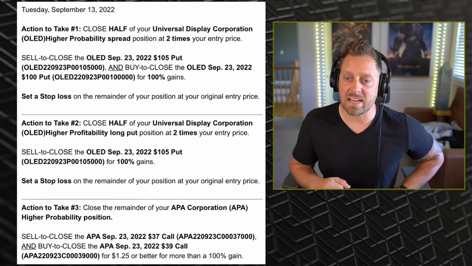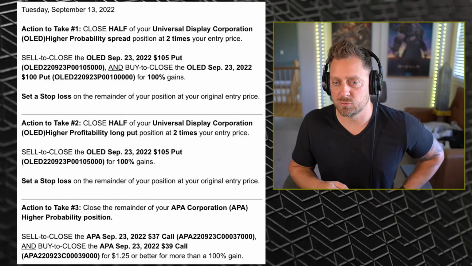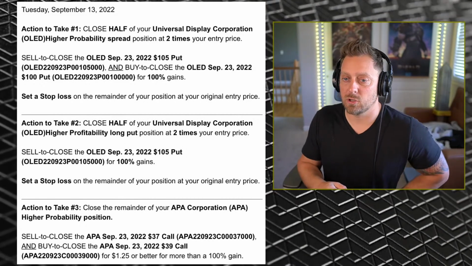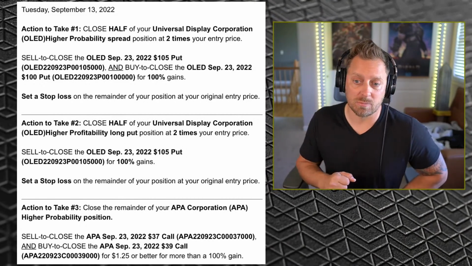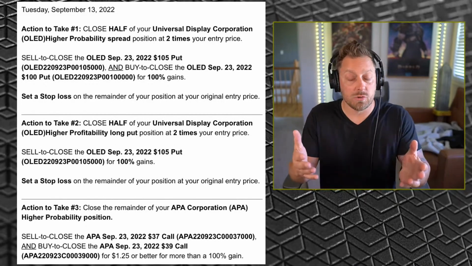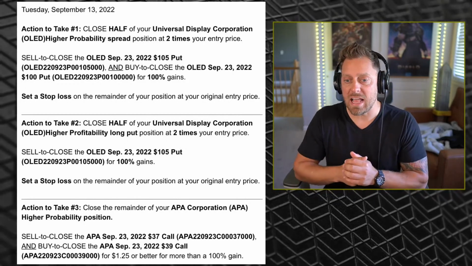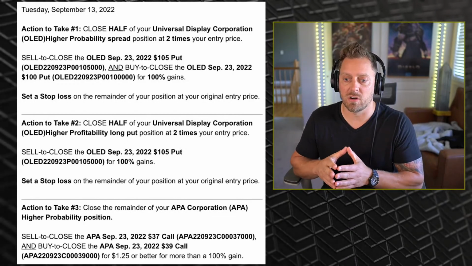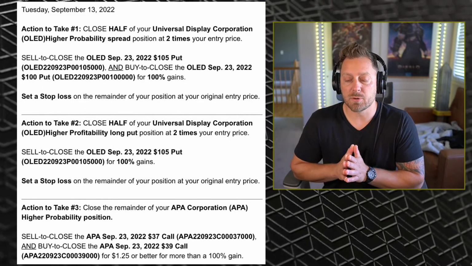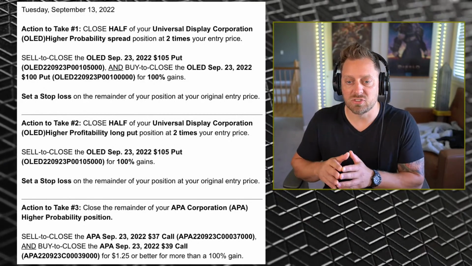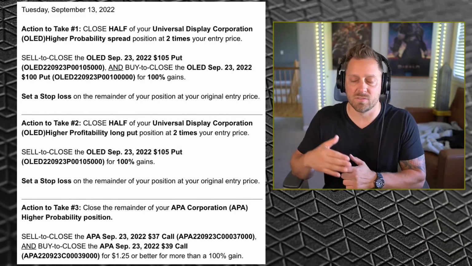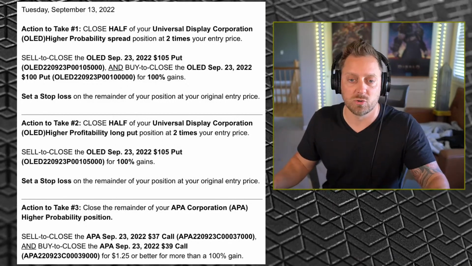Then we had a second action to take: close half of the Universal Display Corporation higher probability long put position at 2 times your entry price. That's going to be giving you guys a 100% gain. You have your instructions there as well. And the third action to take was close the remainder of your APA Corporation higher probability position, and that was for another 100% gain. And of course, instructions on how to do all this come through in the email, so you know exactly what to do.